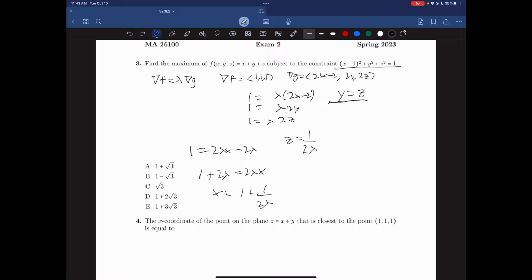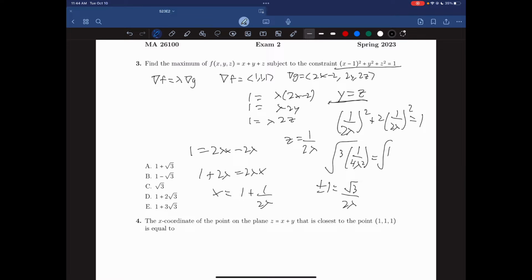So plugging x into our constraint function, we are going to get the quantity 1 over 2 lambda squared, plus 2, because we know y equals z, times 1 over 2 lambda squared, and that is equal to 1. And adding these together, we can get 3 times 1 over 4 lambda squared equals 1. Taking the square root of both sides, we get plus or minus 1 equals root 3 over 2 lambda.